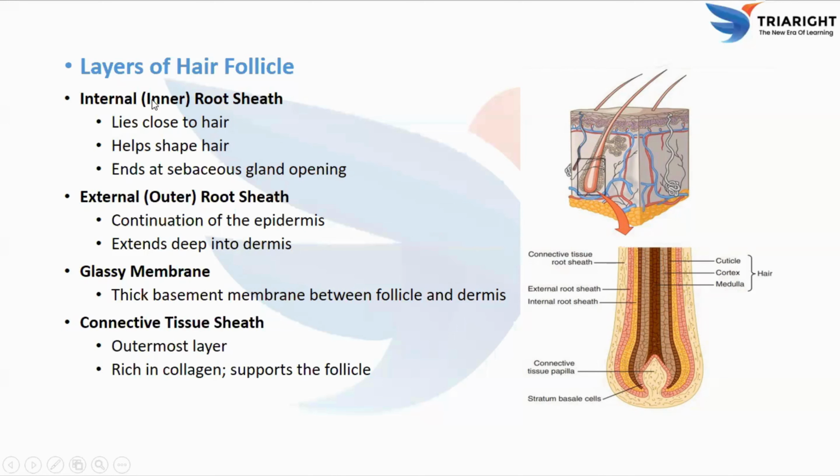The internal root sheath helps shape and guide the growing hair shaft. It breaks down in the area above the bulb. Coming to the outer root sheath, it helps in the continuation of the epidermis downward and also provides structural support. The connective tissue sheath is the outermost covering. It contains collagen fibers for strength.